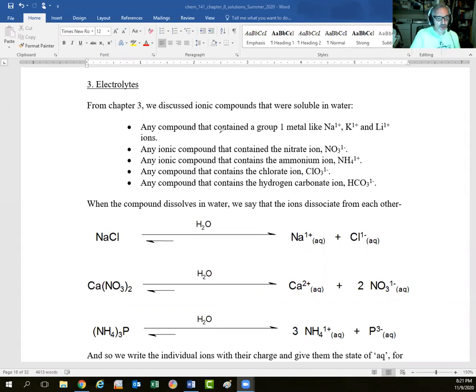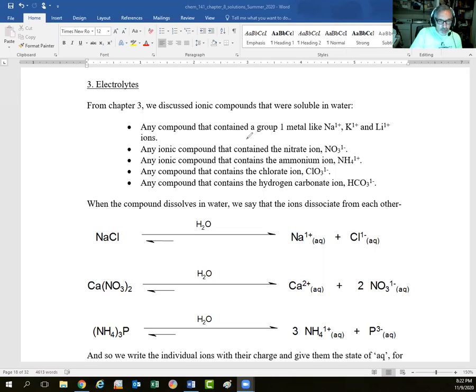So we have come across one of the best sources of electrolytes in chemistry already. We've studied Chapter 3 with ionic compounds, which are naturally made up of positively and negatively charged ions. Ionic compounds normally form the best electrolytes and many of the strong electrolytes. And we had talked about the rules for ions which are good at dissolving in water in Chapter 3.